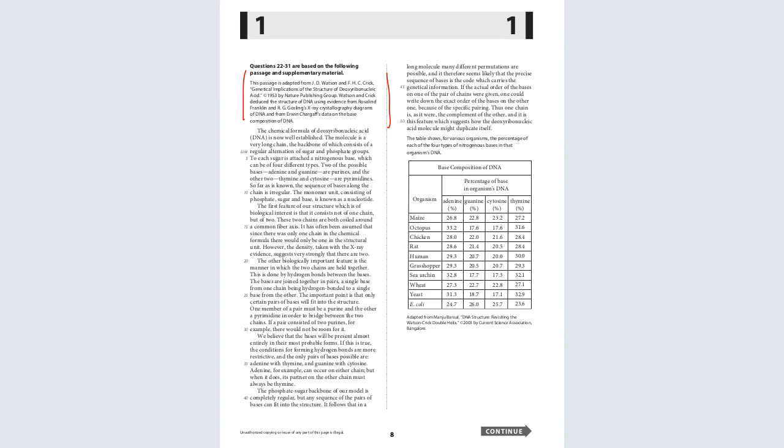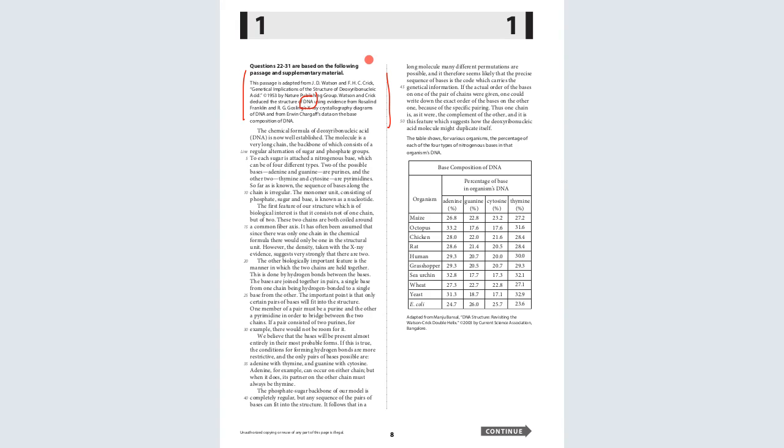This passage is adapted from J.D. Watson and F.H.C. Crick. Genetical implications of the structure of deoxyribon... Whoa, what word is that? Oh, that's DNA. I know DNA. Let's circle that. Okay. All right.